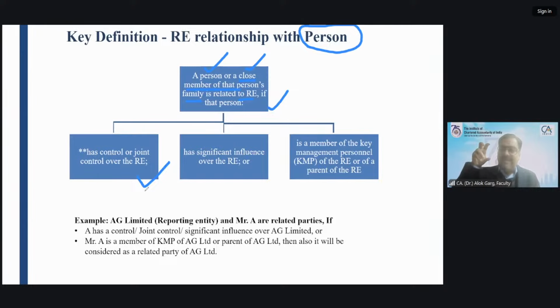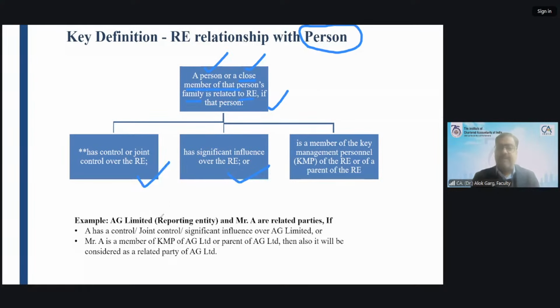So if a person has control or joint control or significant influence over the reporting entity, right? Either Saminathan has full control, or Saminathan has joint control, or Saminathan has significant influence over that reporting entity, then this person who is Saminathan and the relative of Saminathan will become a related party to this entity. Right? Clear? Yes, sir. Clear, sir.